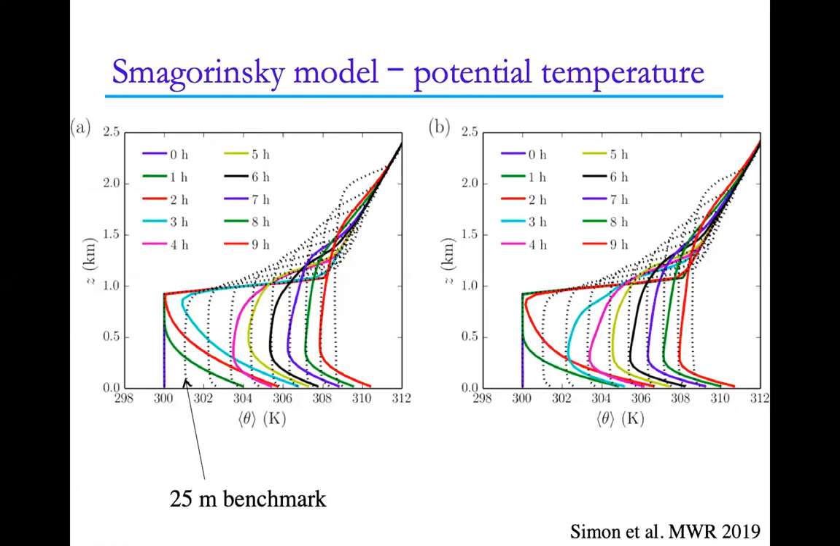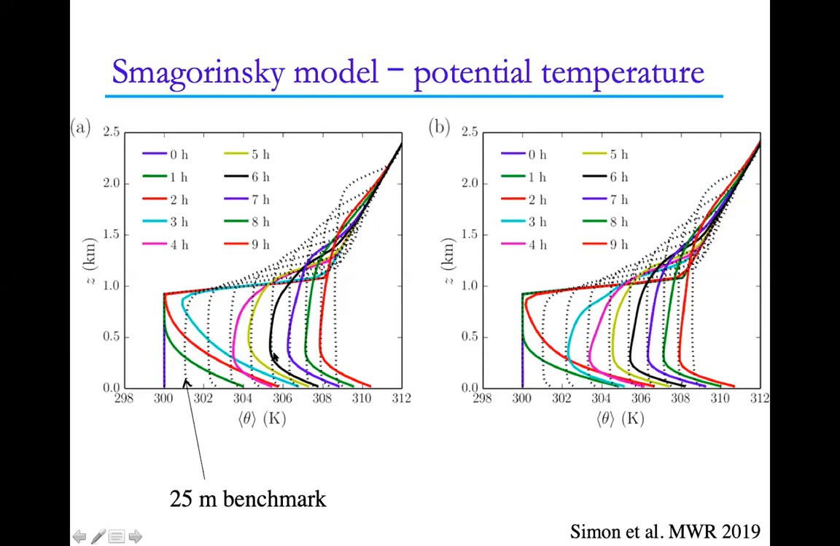So here are some simulations using the Smagorinsky model. What you're looking at here are different profiles at different times of the day after the start of the simulation, so 0 hours up to 9 hours. And you see the convective boundary layer developing. This is potential temperature versus height. The black dashed lines are the benchmark simulation at 25-meter resolution, so that's like the large eddy simulation. You can see the PBL growing as time goes on.